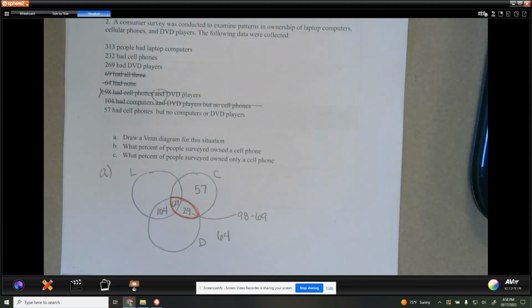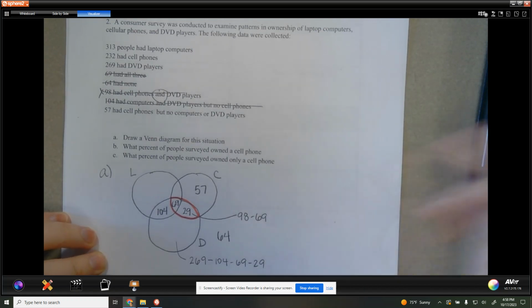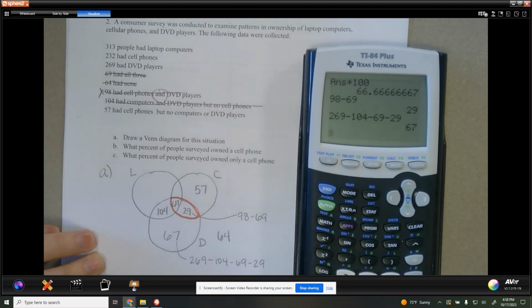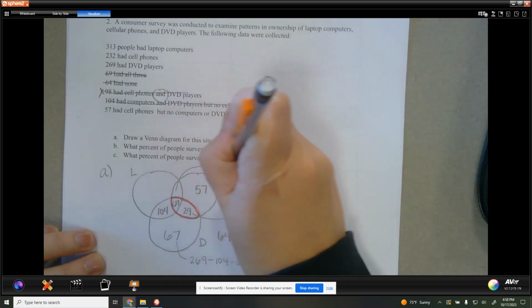And now we can eliminate the rest. We can get this number by our total DVDs. So we had 269 DVDs minus all these overlapping. So 104 minus 69 minus 29. So 67 out here.